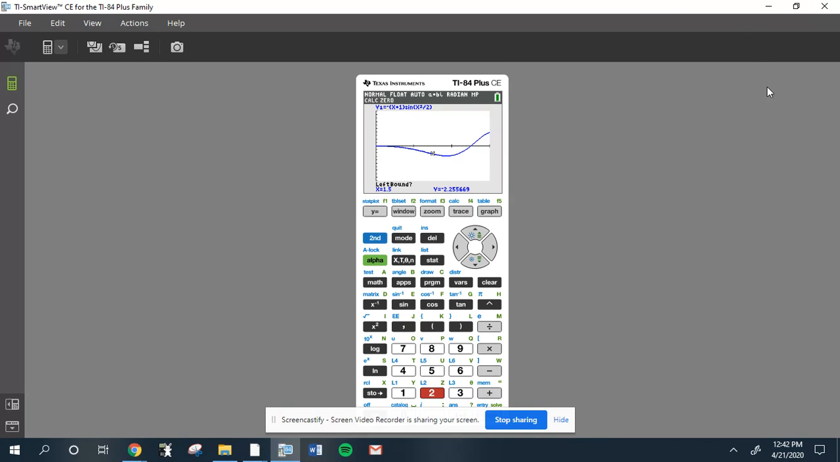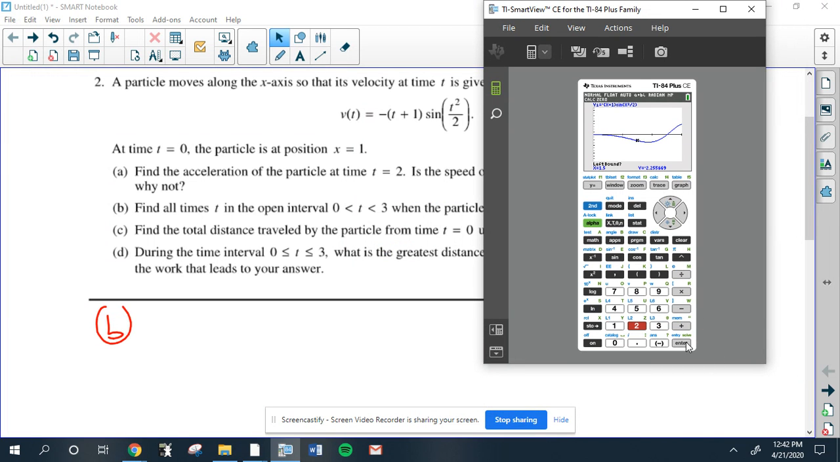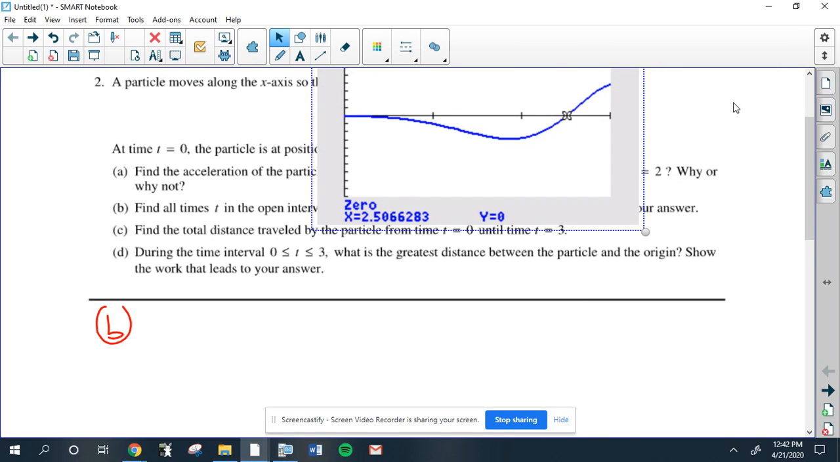Left bound, I'm good right where I'm at. Right bound, here. Enter for a guess. And it gives me 2.507. t equals 2.507. And does it go through here?